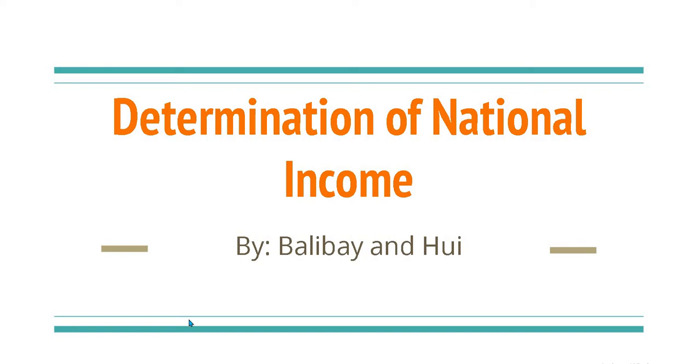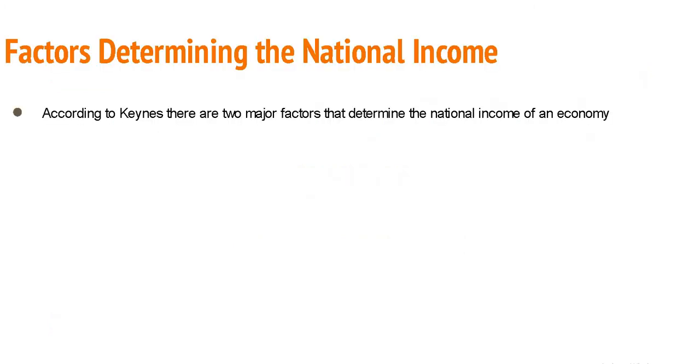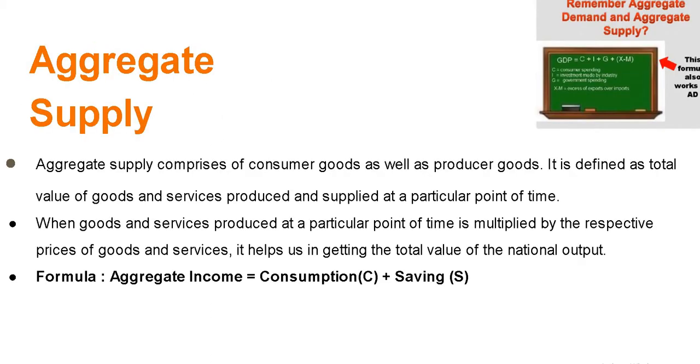So, determination of national income. Factors of determining the national income. According to John Maynard Keynes, there are two major factors that determine the national income of an economy. First is aggregate supply. It comprises the consumer goods as well as producer goods.